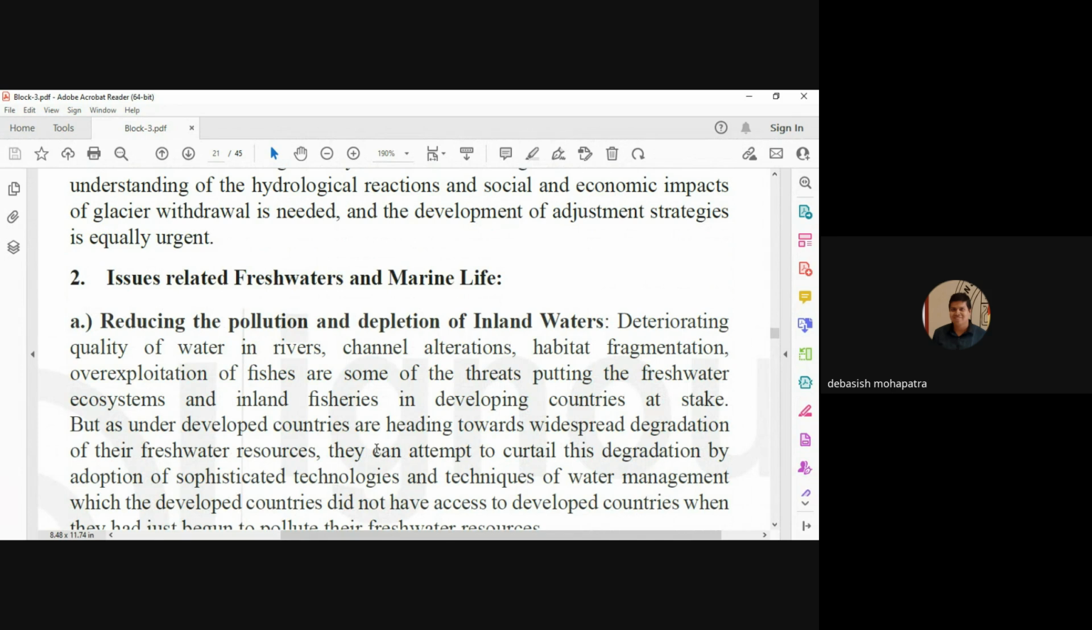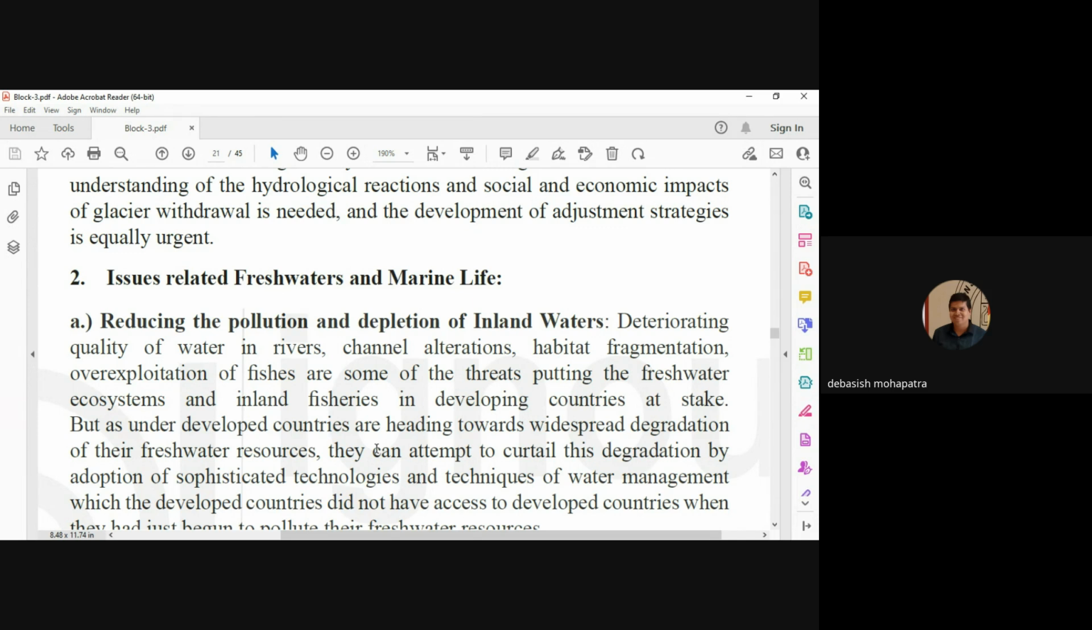Issues related to freshwater and marine life include reducing the pollution and depletion of inland water, deteriorating quality of water in rivers, channel alteration, habitat fragmentation, and over-exploitation of fishes. These are some of the threats putting the freshwater ecosystem and inland fisheries in developing countries at stake.